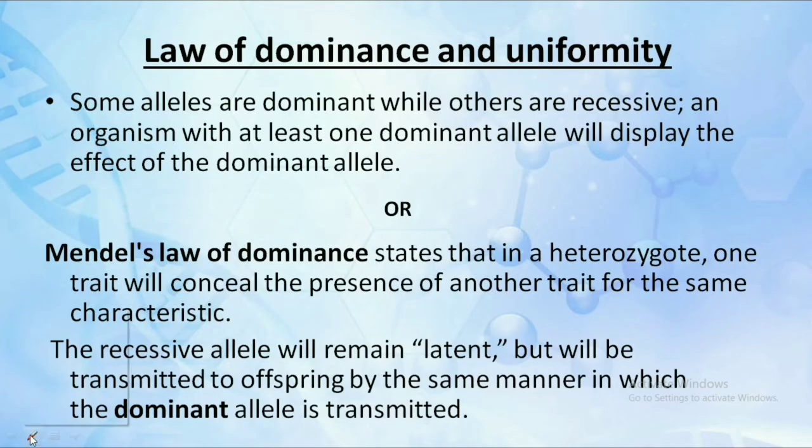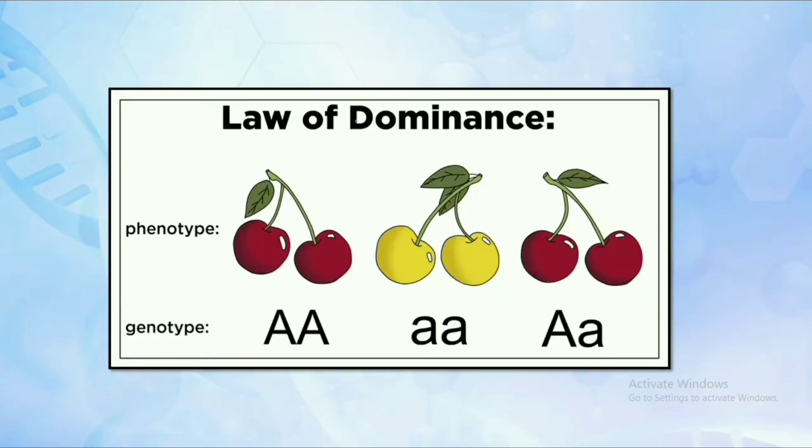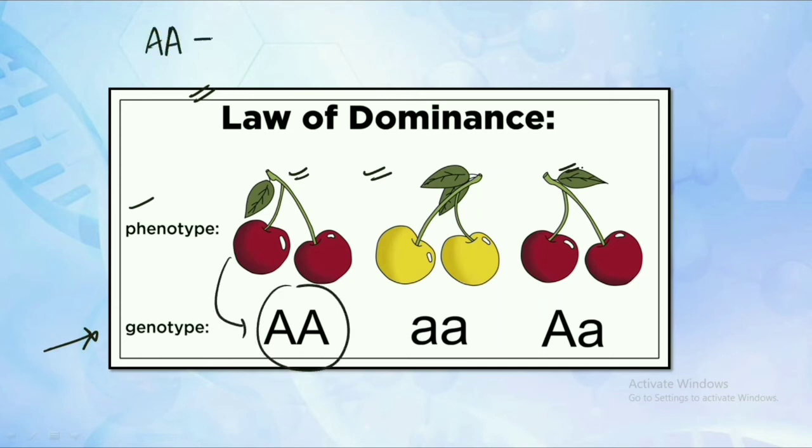As you can see, it says that some alleles are dominant while some of them are recessive. The organism with at least one dominant allele will display the effect of the dominant allele. So this was about the law of dominance. As you can see, we have the phenotypes as red cherries, yellow cherries and red cherries. But when we look at the genotypic makeup, the red cherries is for capital A. So from this we can make out that capital A means the dominant character, and in this particular case the dominant character is a red cherry.